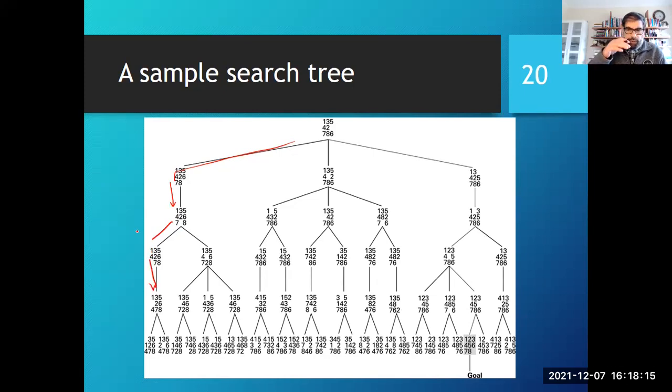So this way of constructing the search tree is called the depth first approach. We go down as far as we can, and when we reach a point where we cannot go any further, we backtrack up and then choose the right path and continue in this way.